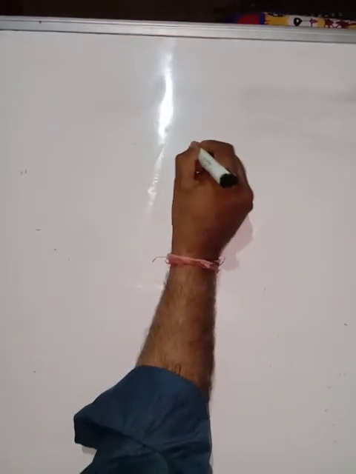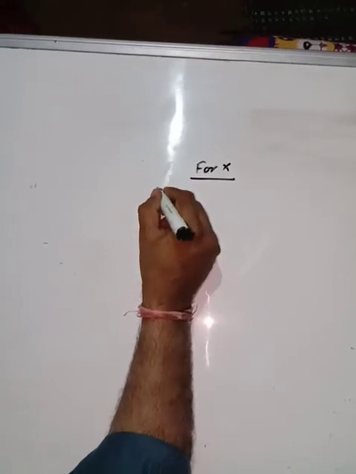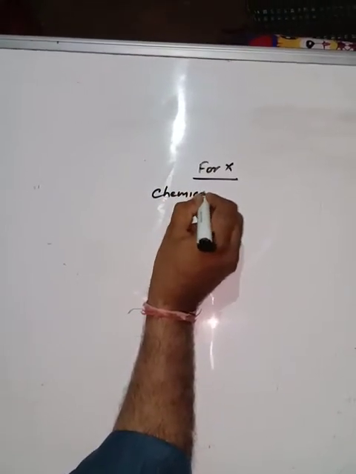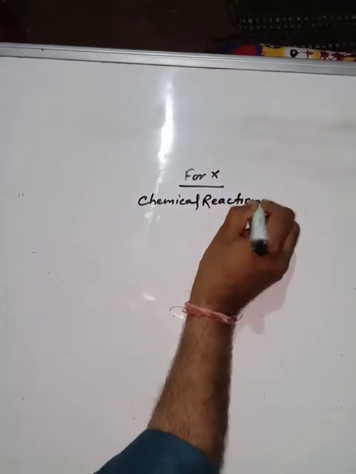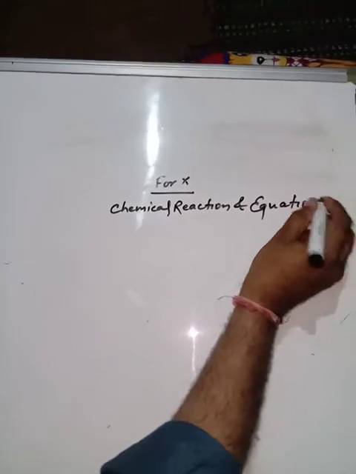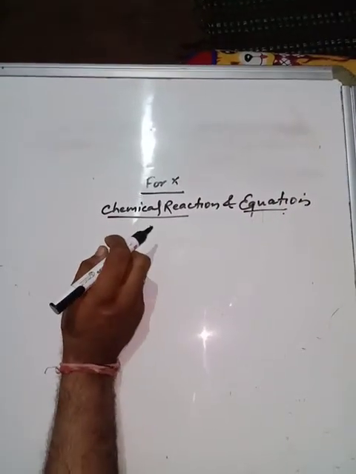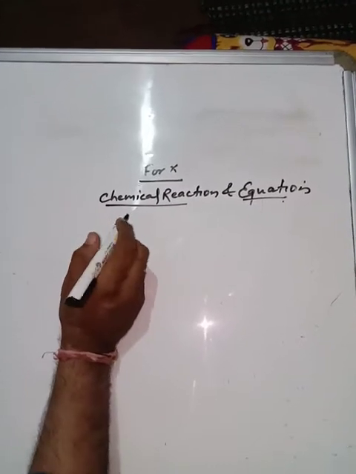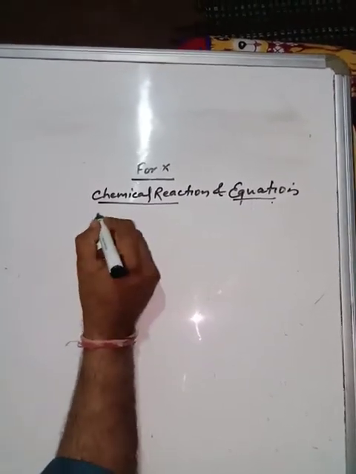For class 10th, the first chapter name is Chemical Reactions and Equations. Here we have to study two things: one is the chemical reaction and the other is its equation. Then a question comes to us: what is a chemical reaction?